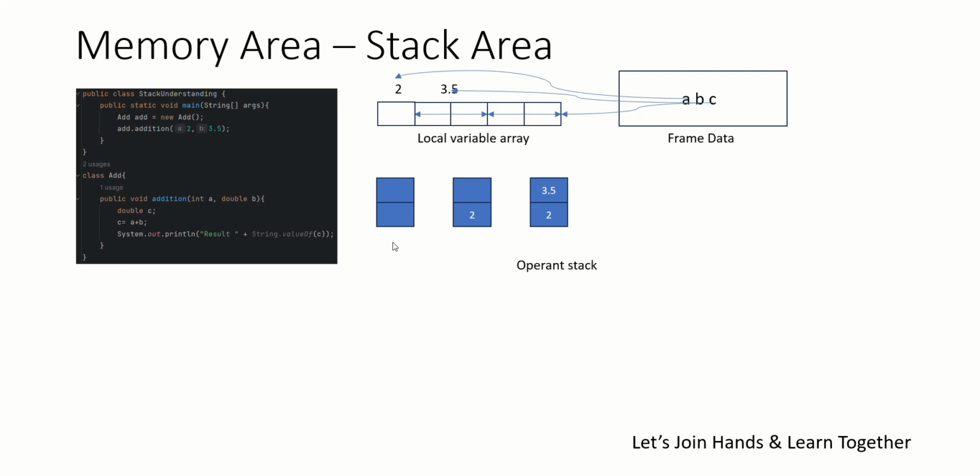We don't need the a and b information now, so it adds 2 plus 3.5. The result, 5.5, will be stored in the operand stack. Then this 5.5 will be stored into this area in the local variable array, which points to the c symbol in the frame data. This is what happened. Finally the operand stack will be empty, as it pops out that 5.5 since it is already loaded into c. Hope everyone is clear about this, right?